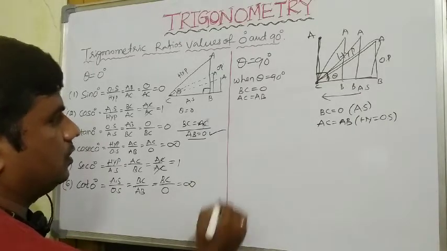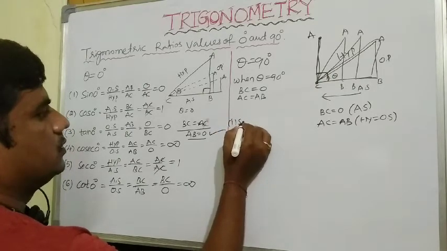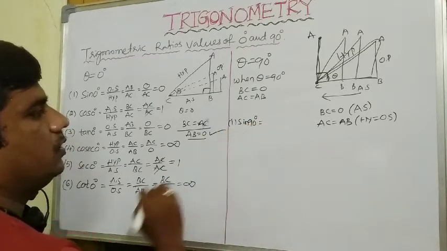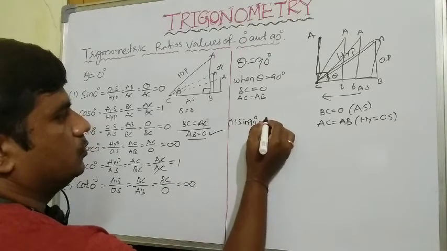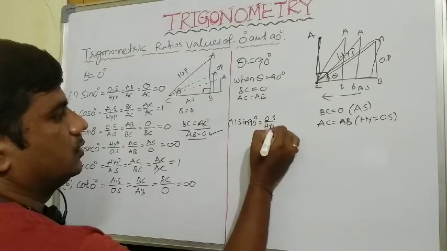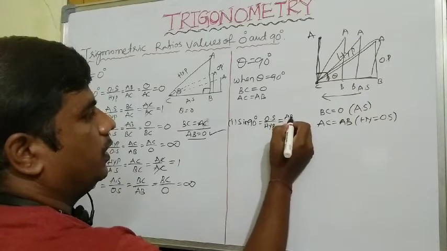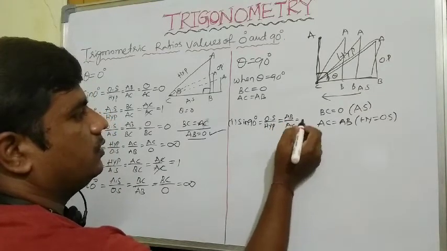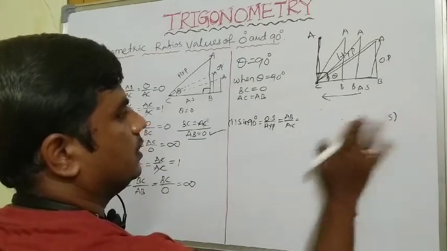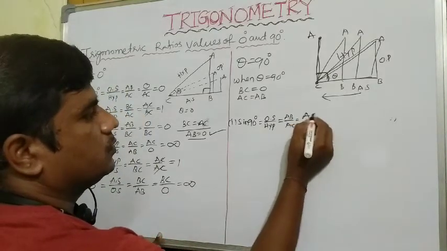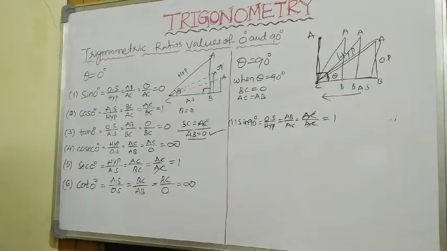Now we have to find trigonometric ratio values. First one, sin 90. Sin 90 means what? Again sin theta equals the ratio of the opposite side to the hypotenuse. Here the opposite side is AB, so AB by AC, the hypotenuse. But AB length and AC length are equal, so we can substitute AC for AB. AC gets cancelled, giving 1. That's why sin 90 value is 1.